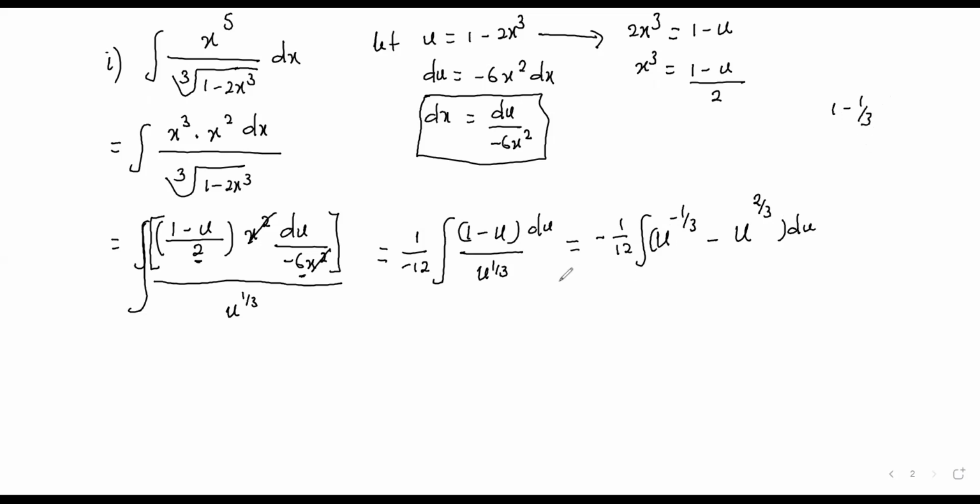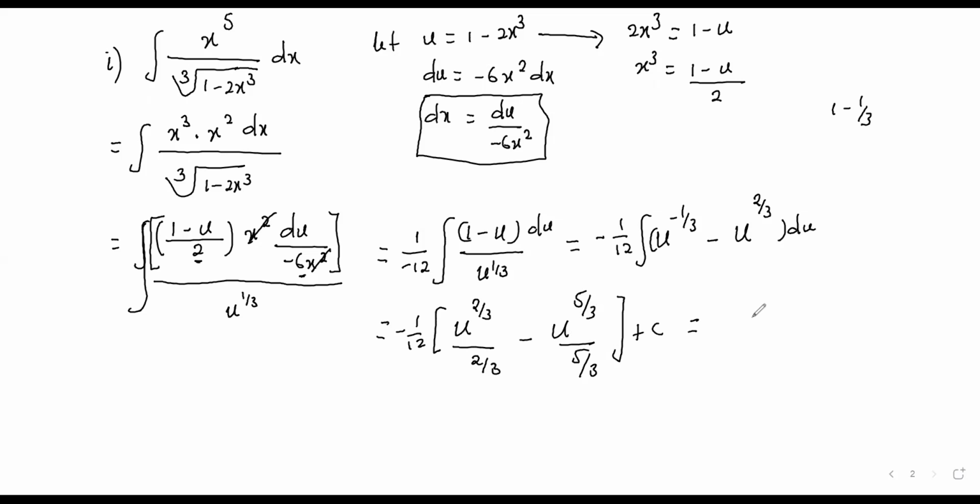Then we integrate it. So we have negative 1 over 12, then the integral of that, where we add 1, so we get u^(2/3) divided by 2/3, minus, when we add the 1, u^(5/3) over 5/3, plus c. But here we didn't have limits, so nothing was changed.